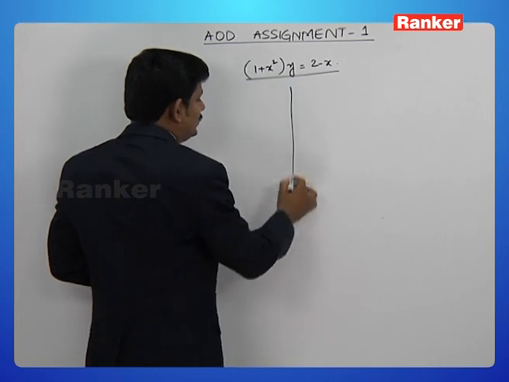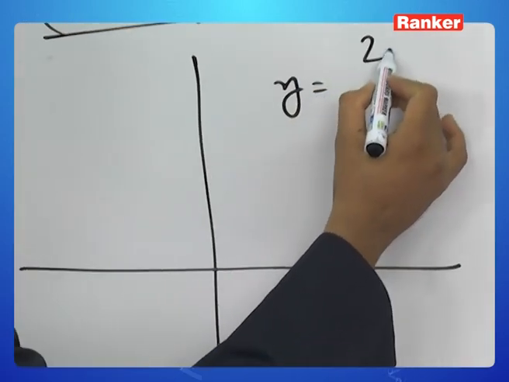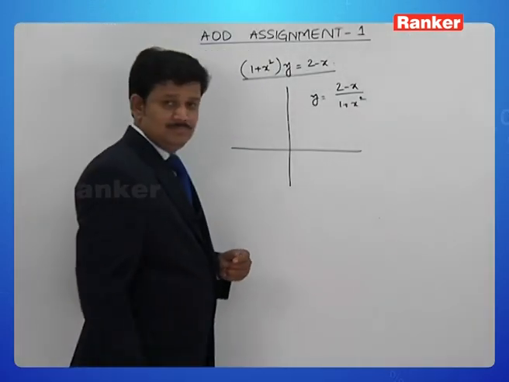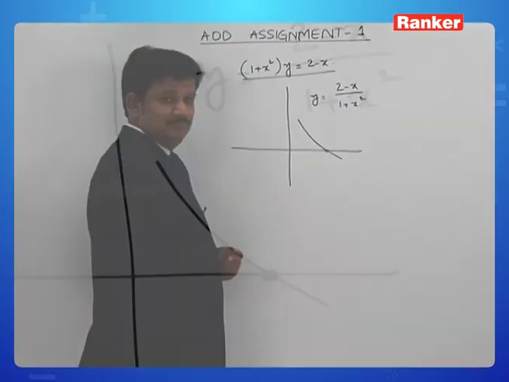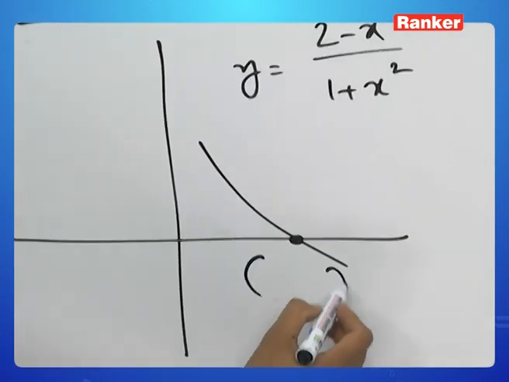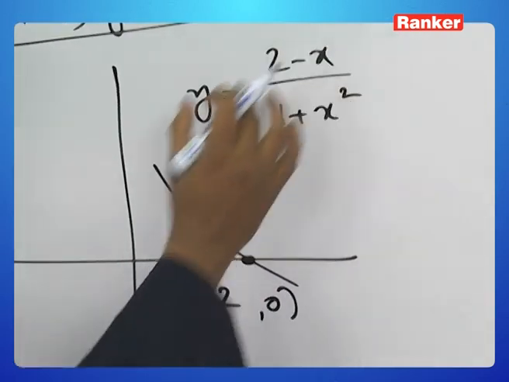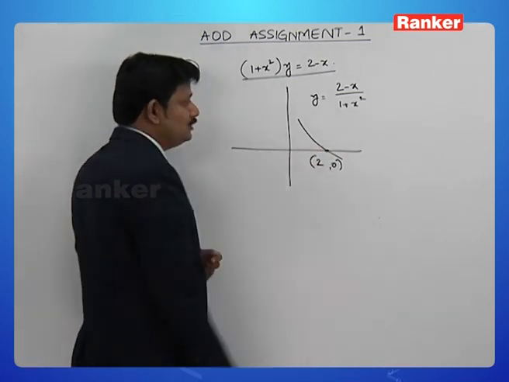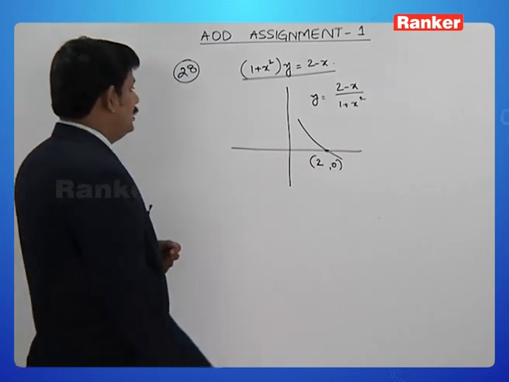At the point where the curve crosses the x-axis, the curve is y = (2 - x)/(1 + x²). When the curve crosses the x-axis, the y coordinate at that point would be 0, and for the y coordinate to be 0, the x coordinate should be 2. So we have to find the tangent at (2, 0).